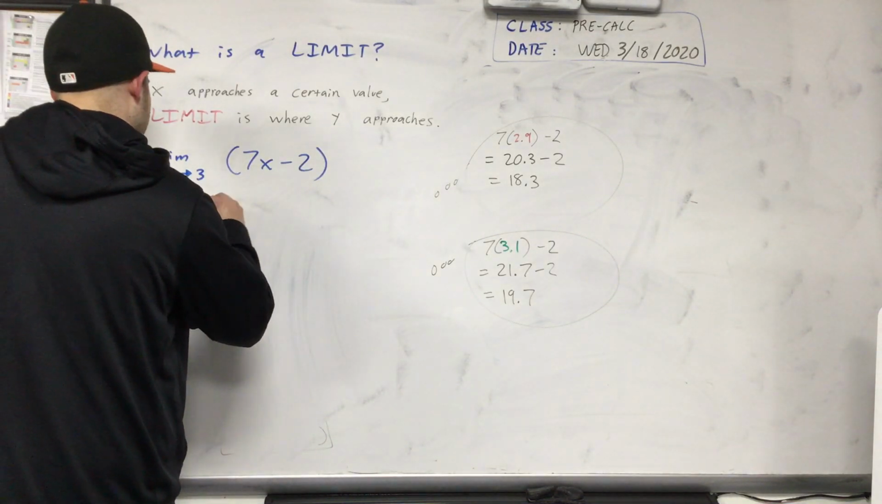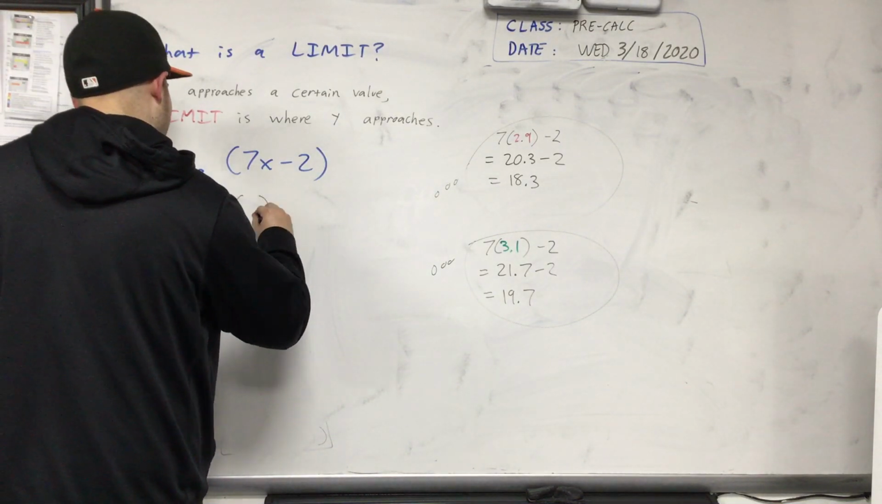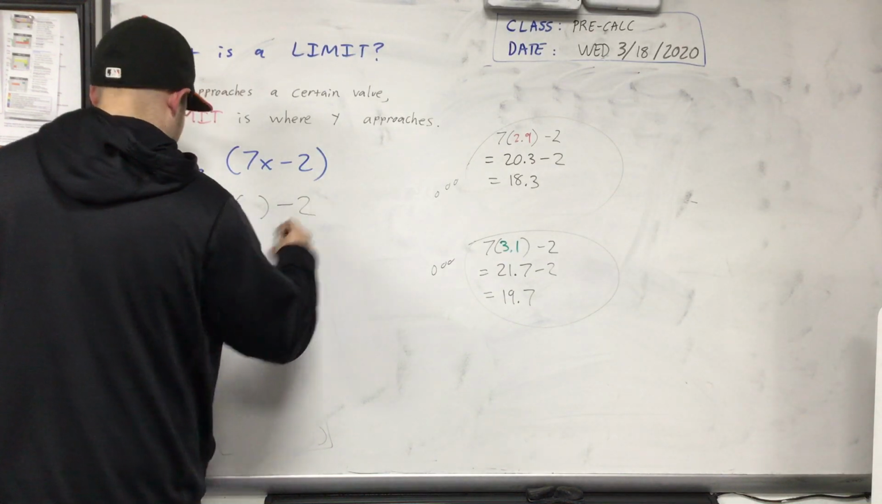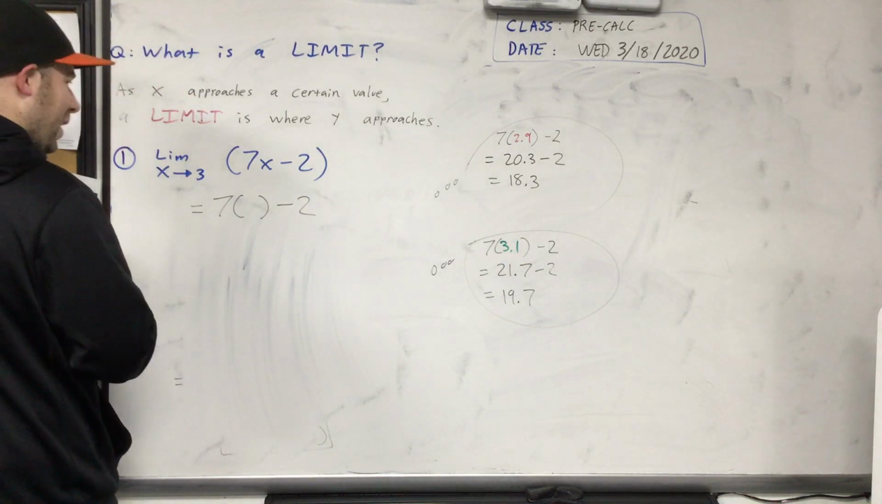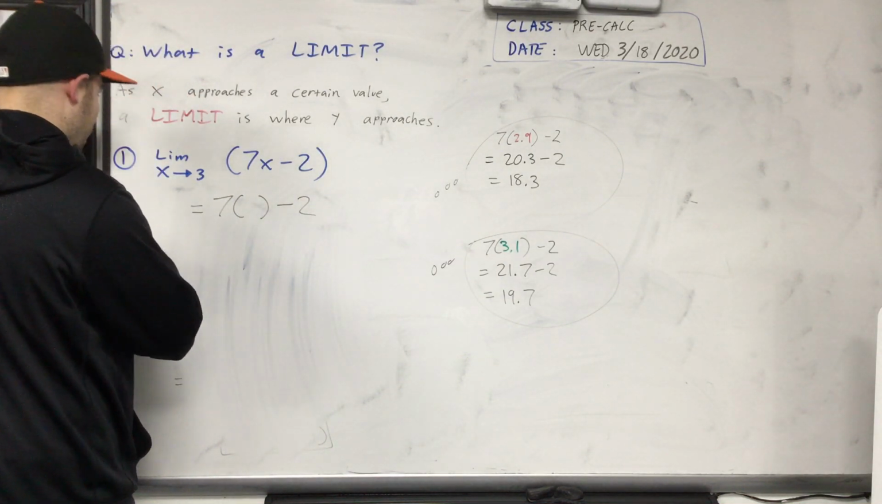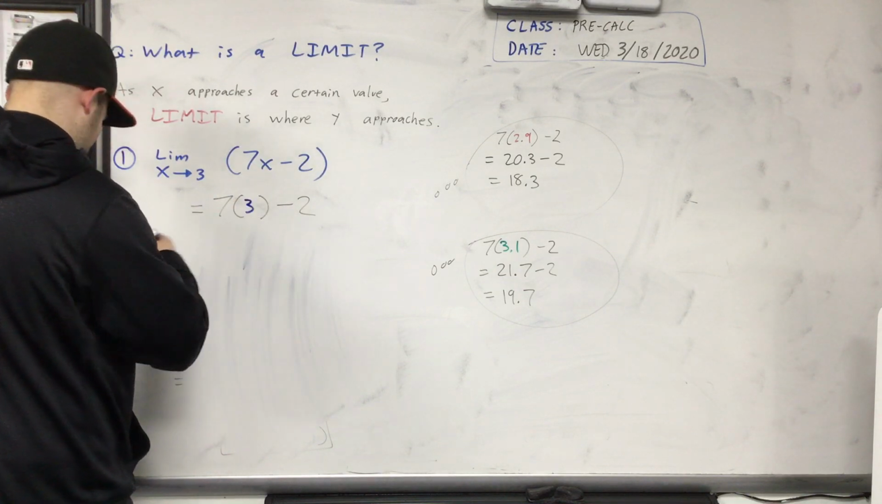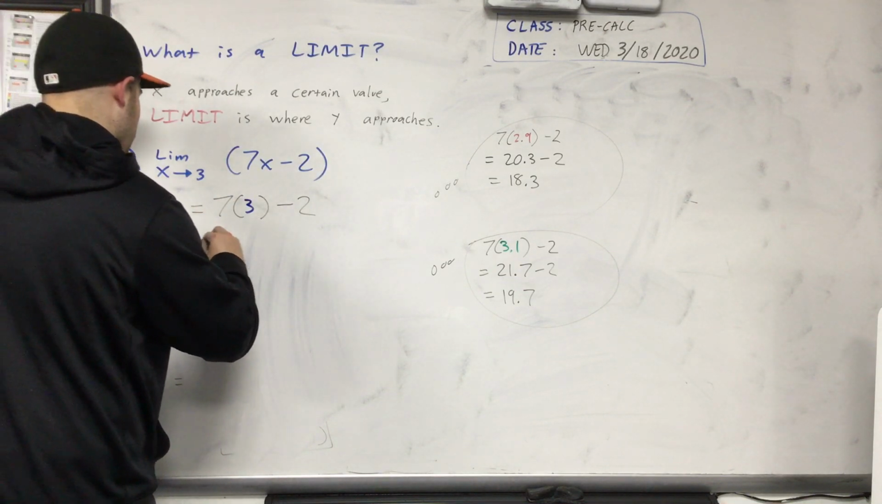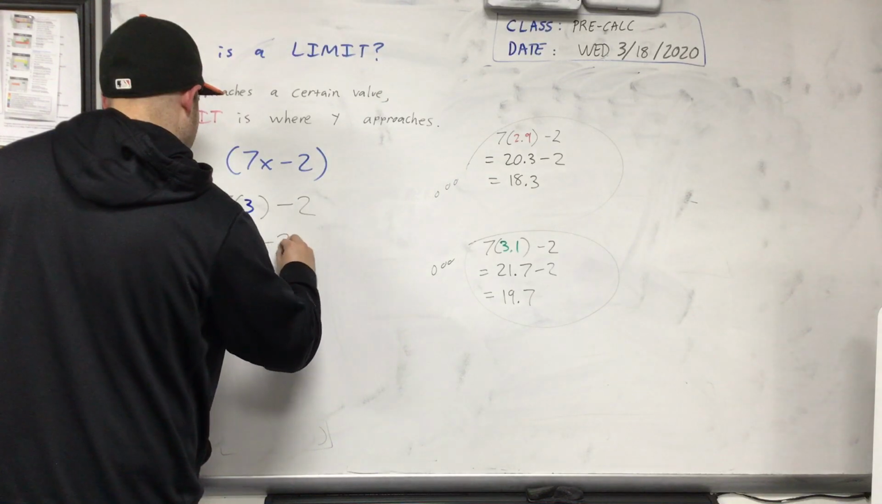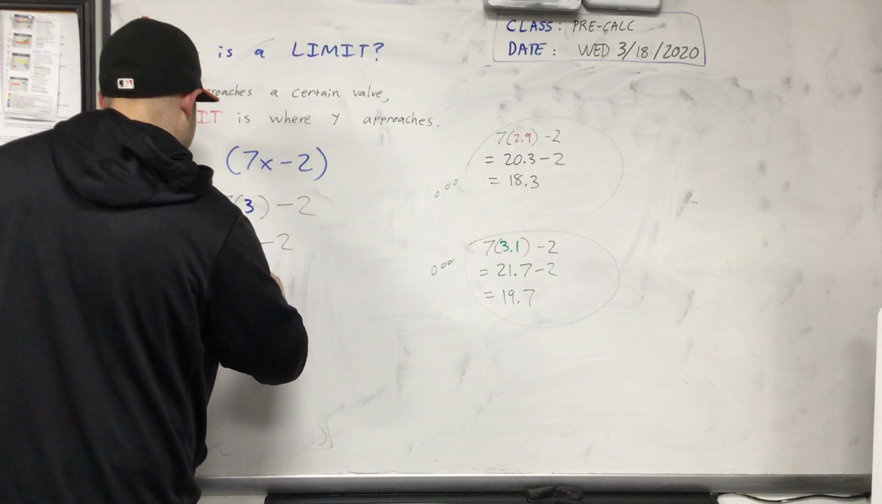Let's do that. So let's try 7 times 3 minus 2. So I'm going to plug in x equals 3 into this problem. 7 times 3 is 21, minus 2 is 19.